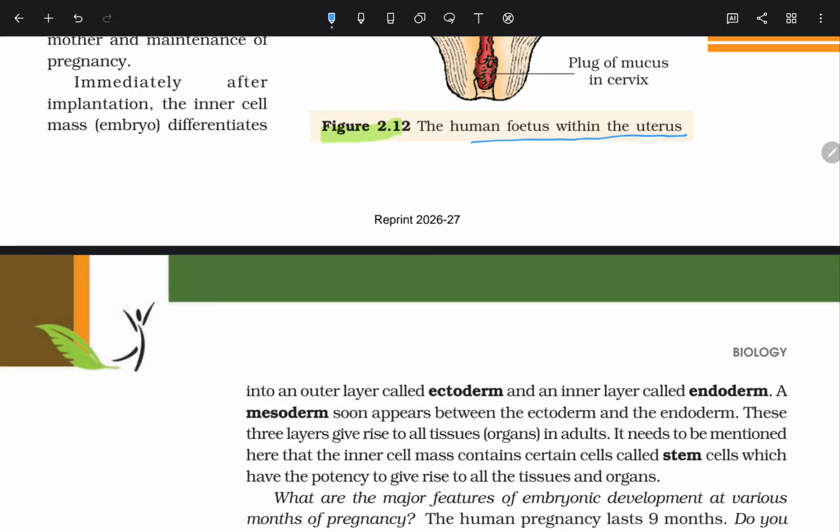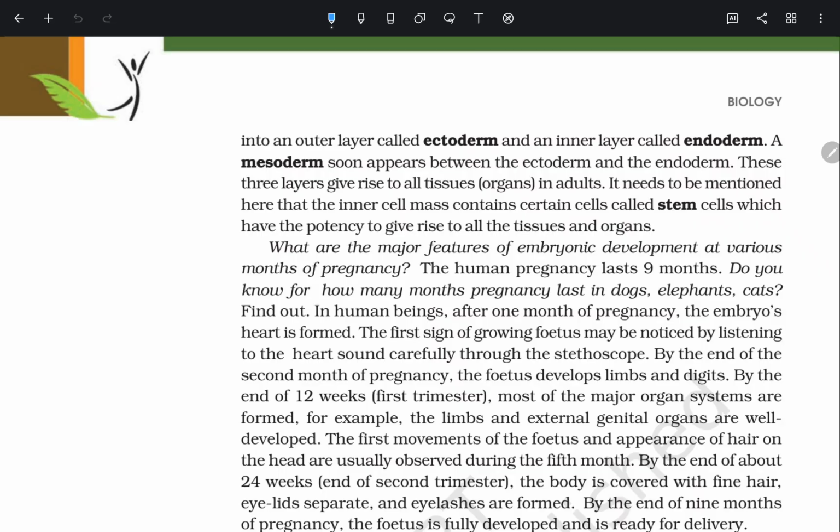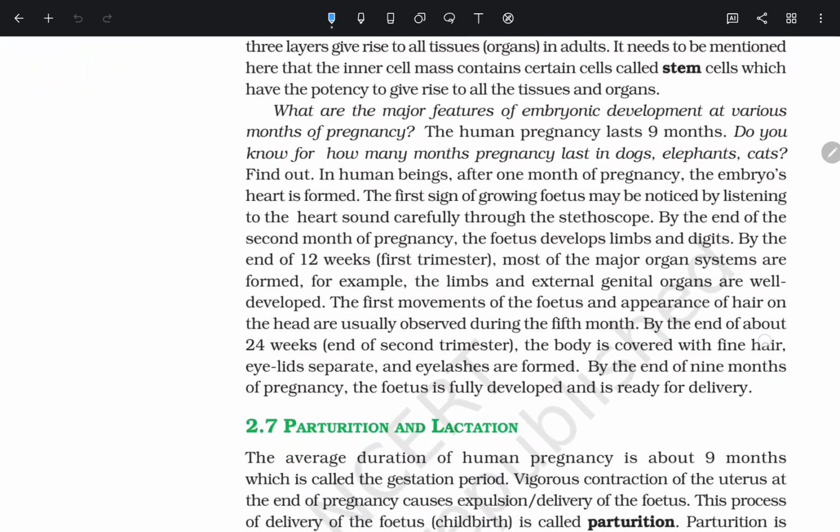Immediately after implantation, the inner cell mass differentiates into an outer layer called ectoderm and an inner layer called endoderm. A mesoderm soon appears between the ectoderm and the endoderm. These three layers give rise to all the tissues in the adult. It needs to be mentioned here that the inner cell mass contains certain cells called stem cells which have the potency to give rise to all the tissues and organs.